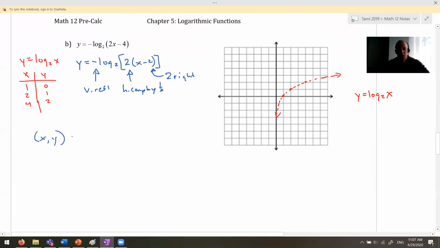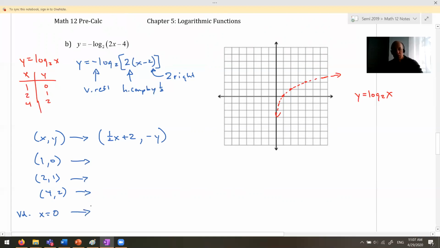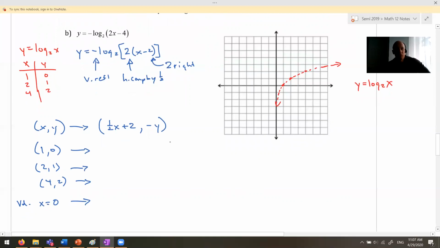So xy is going over, if we're having a horizontal compression by half, we're going to have 1/2 x, and we're moving 2 to the right, so we're going to add 2 to that. Vertical reflection is just going to be negative y. So some key points here, we've got 1, 0, we've got 2, 1, we've got 4, 2, and we can even include the vertical asymptote x is equal to 0. So what's going to happen to all of this? Asymptotes can go in mapping notation as well. I don't know if that's technically correct, but I like to do it.